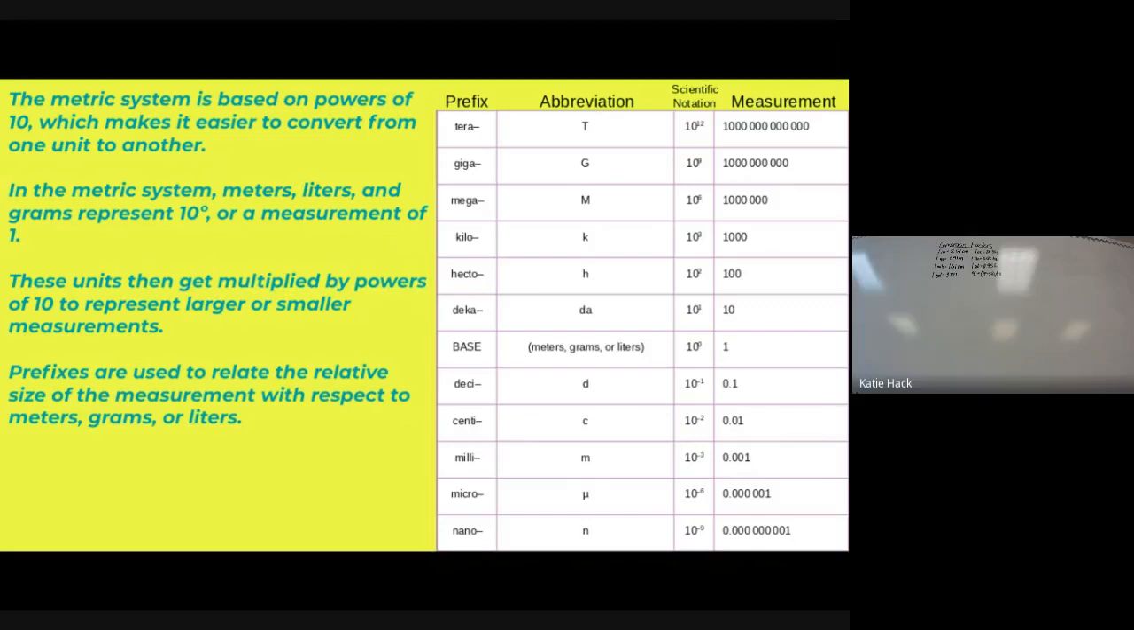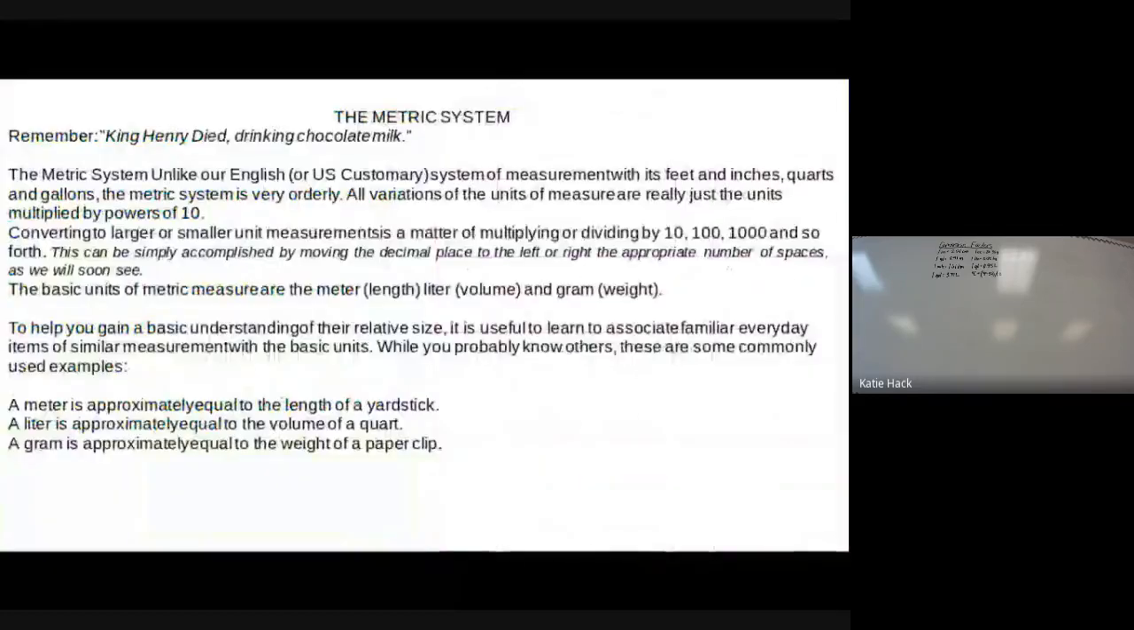There are 100 centimeters in 1 meter. Or you could say that there is 0.01 meter in a centimeter. And so on and so forth. So you just multiply by the power of 10. One way to remember this is King Henry died drinking chocolate milk. So the metric system, this is kind of just another way to explain it.